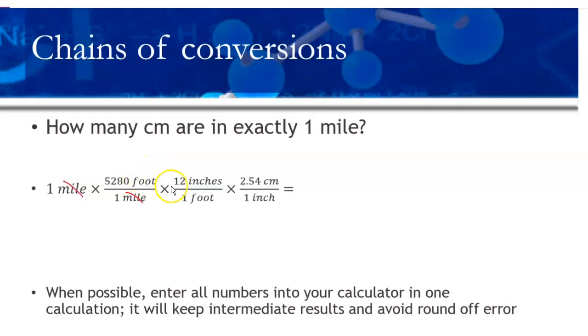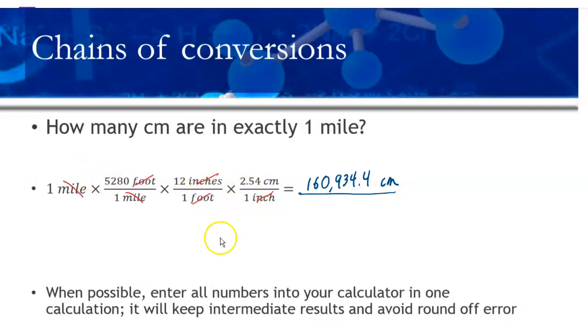Now I want to get rid of the feet, so I divide by feet using 12 inches per foot. So that cancels the foot. And now I have inches. I want to get rid of that, so I cancel the inches with 2.54 centimeters per inch. And I get 160,934.4 centimeters. And that is a correct answer because all of these are exact conversions.